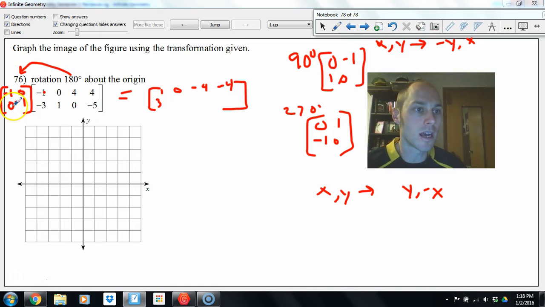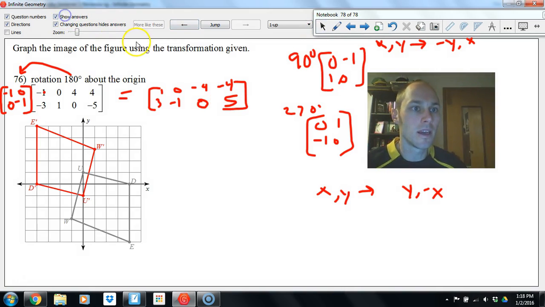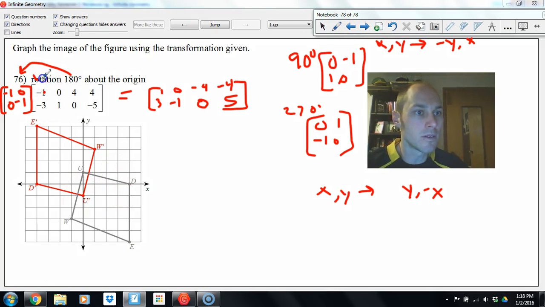Move over to the next column. 0 times 0. Negative 1 times 1 is negative 1. 0 times 4 is 0. Negative 1 times 0 is 0. 0 times 4 is 0. Negative 1 times negative 5 is positive 5. So notice all the coordinates just flipped around. And as we graph that, we can see what happens. So negative 1, negative 3 is W, 0, 1 is U, 4, 0 is D, and 4, negative 5 is E. So this would be W prime, U prime, D prime, and E prime.